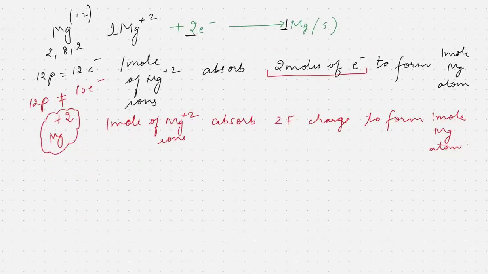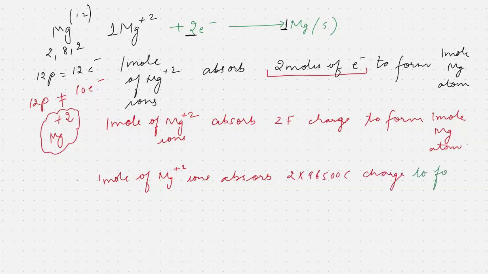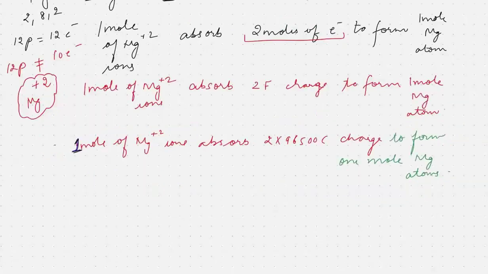Now, going forward, can I also say that 1 mole of magnesium plus 2 ions absorb 2 into 96500 coulomb charge to form 1 mole magnesium atoms? Yes or no? Got it? Got the point? Got it?